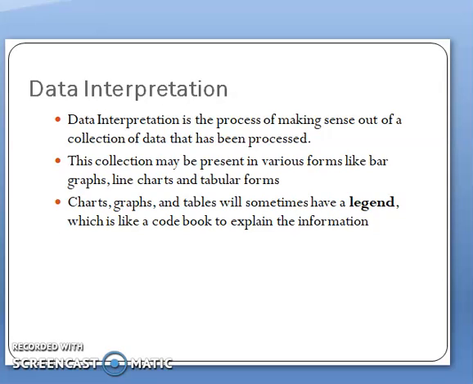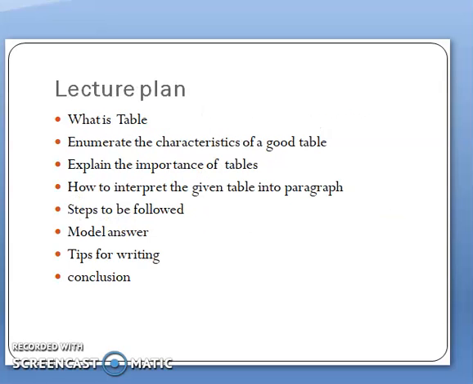Charts, graphs, and tables will sometimes have a legend which is like a code book to explain the information. In this lecture, I am going to discuss with you what is a table, the characteristic features of a good table, importance of tables, how to interpret the given table into a very good paragraph, what are the steps that need to be followed, model answer, tips for writing, and conclusion.